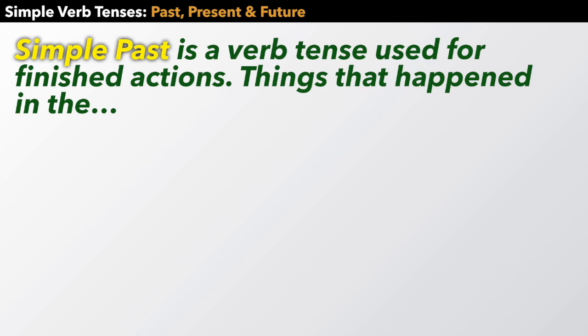There are 12 verb tenses in English. Simple past is a verb tense used for finished actions, things that happened in the past.